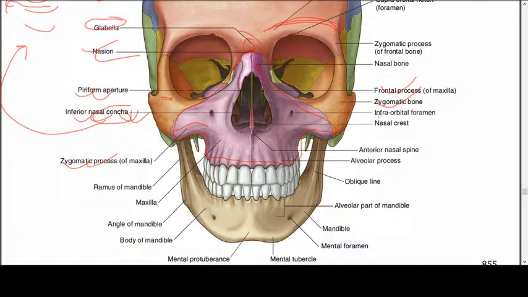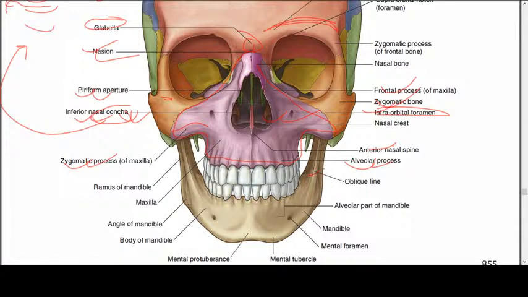The infraorbital foramen is present just below the orbit. This is the nasal crest, in between, the anterior nasal spine. This one is the alveolar process.